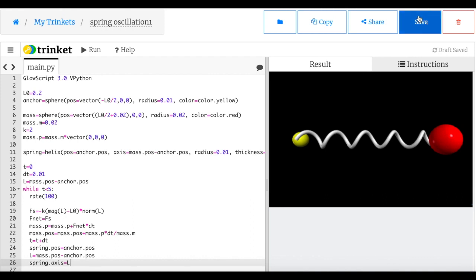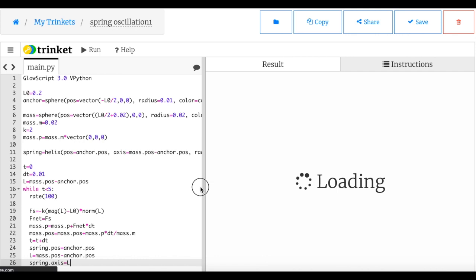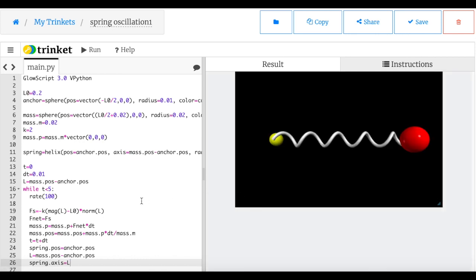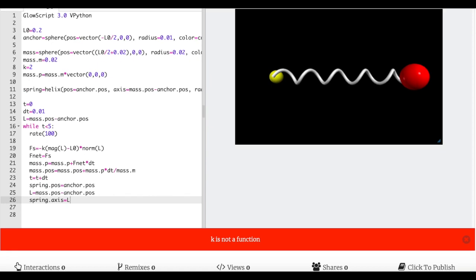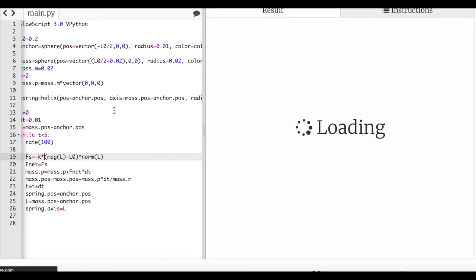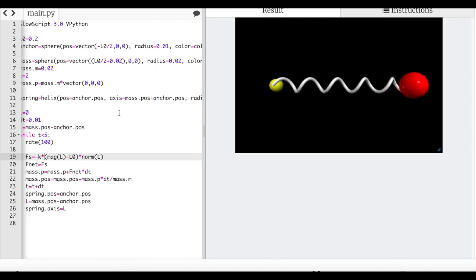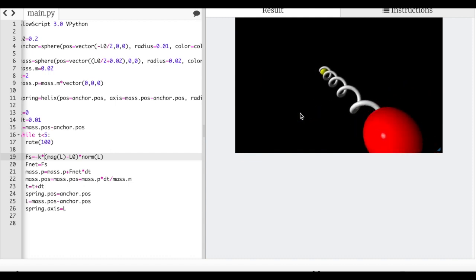Let's save it and run it. Nothing happened. K is not a function. You know why? Because I put K in the times. Okay, got it. Check that out. I'm pretty happy. Okay, and it's in 3D. It's coming out at you.